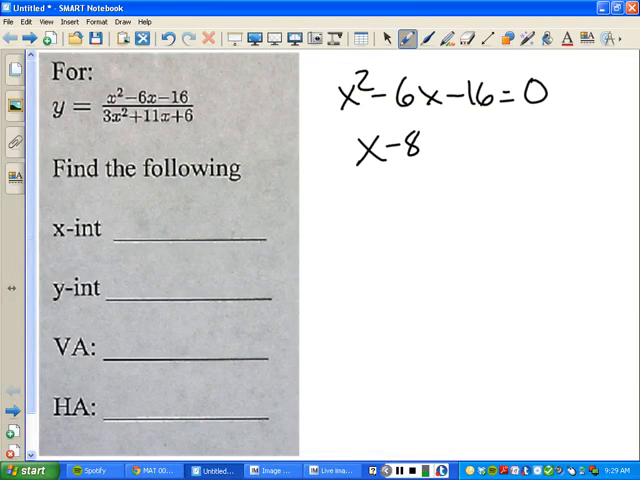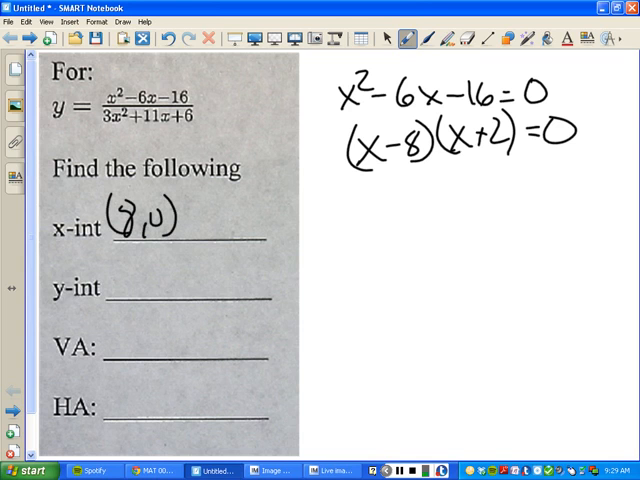So we're going to go x minus 8, x plus 2. Yes, we did have a song for that. x minus 8, x plus 2 is equal to 0. So we're going to get x-intercepts of (8, 0) and (-2, 0). An alternative answer, if you wrote x equals 8 and -2 like that, I'd give you credit.